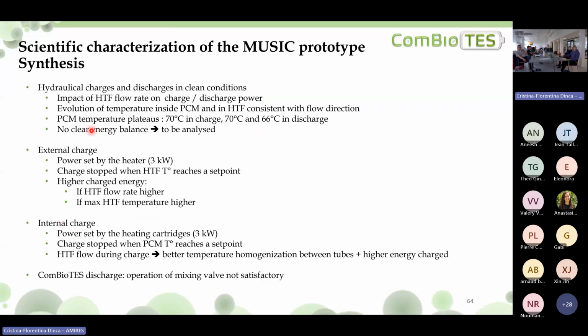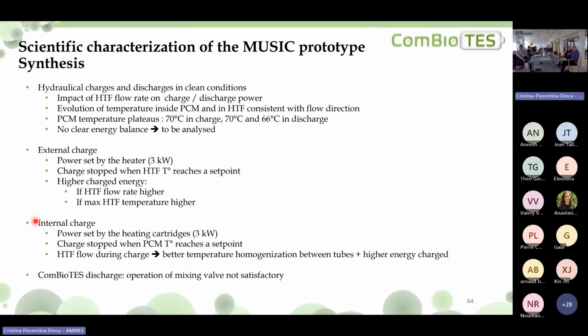Here is a synthesis. We did hydraulic charges and discharges in clean conditions. Some elements are presented here. Regarding the external charge, we showed that the energy charge is higher if the flow rate of the heat transfer fluid is higher and if the set point is higher.